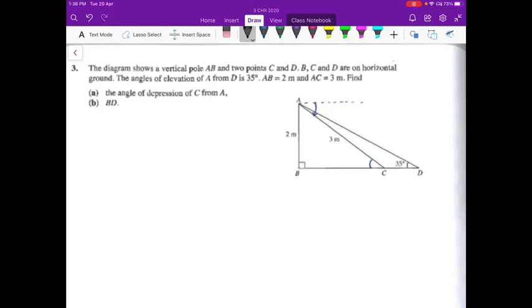Vertical pole AB. Vertical telling us that it is 90 degrees over here. Angle of elevation of A from B, 35. We've got 2 meters, 3 meters. Find the angle of depression of C from A. So draw a horizontal line like this and draw an angle from touching line AC. So this is the angle of depression.